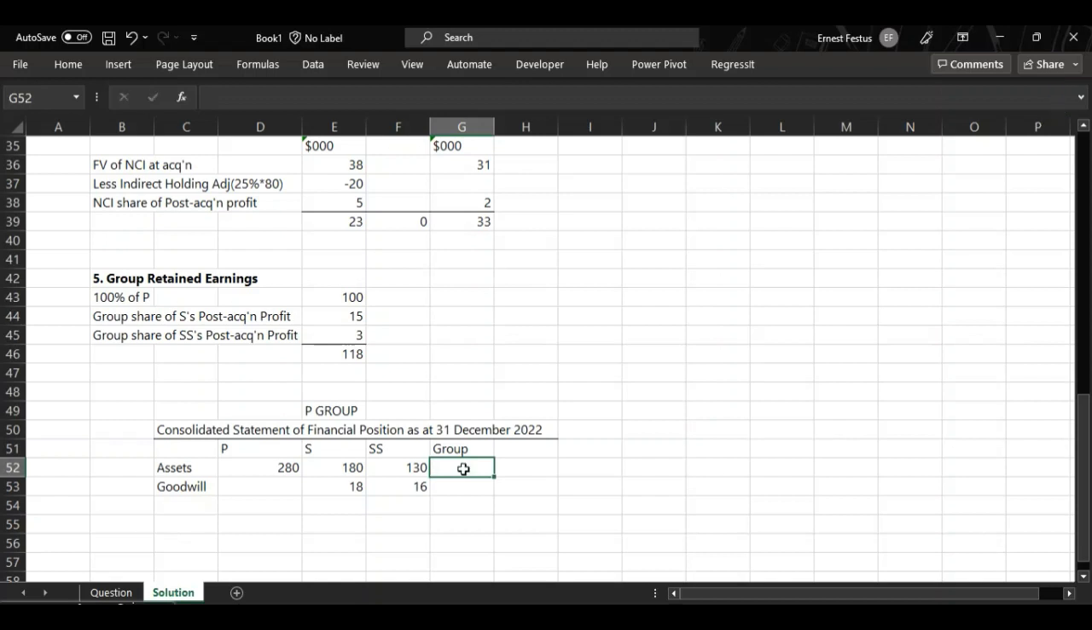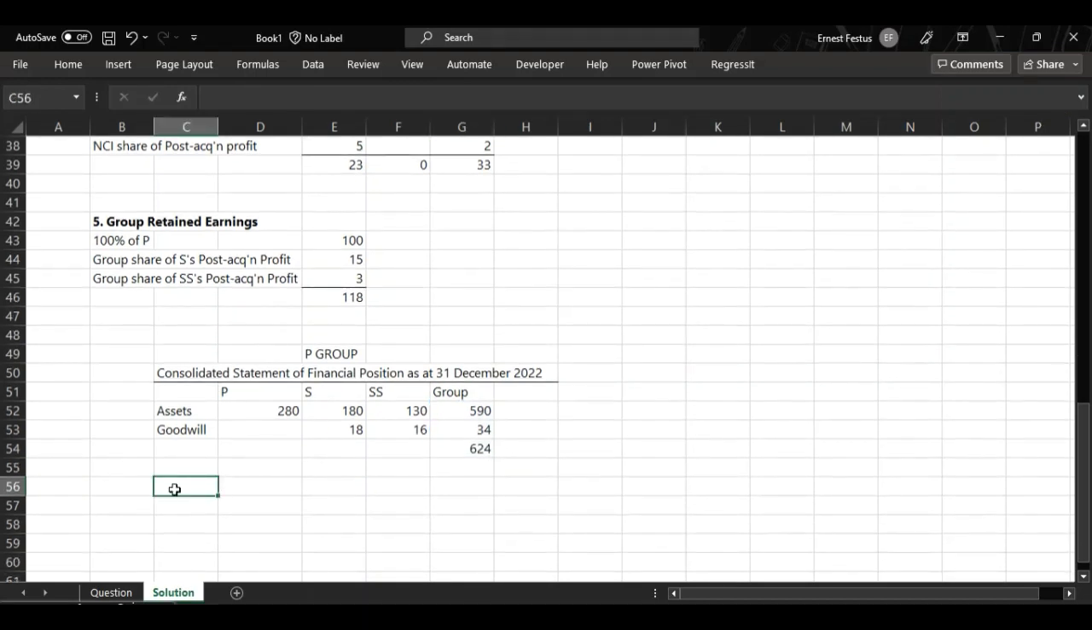So the group will be the same. We can use alt equals. Remember, alt equals works anyway, so just add everything together, and I can even copy the formula down by using Control D. Okay, so we have our goodwill there. Then we can find the total here. Alt equals, our total is right there. Okay, then we have our equity and liabilities.